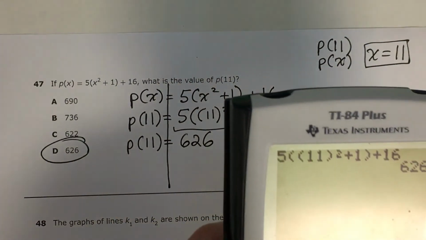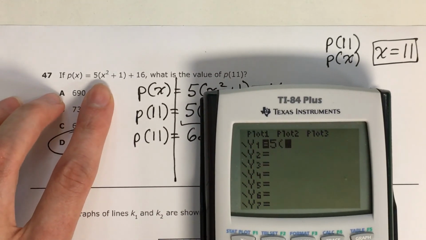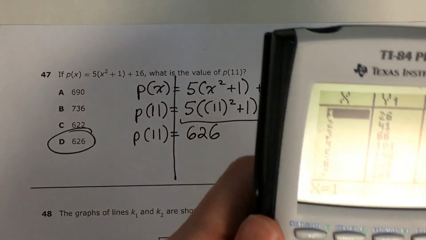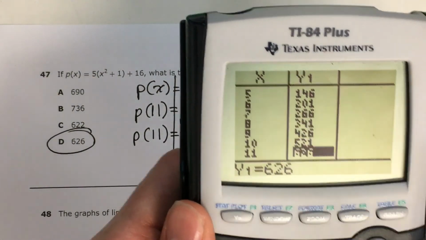How do you check it? Put y equals, clear. Put 5 parenthesis x squared plus 1 parenthesis plus 16. Go to the table, second graph. Go to 11. And the answer is 626.